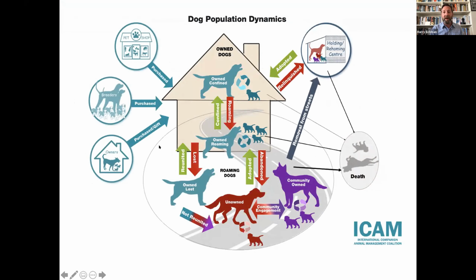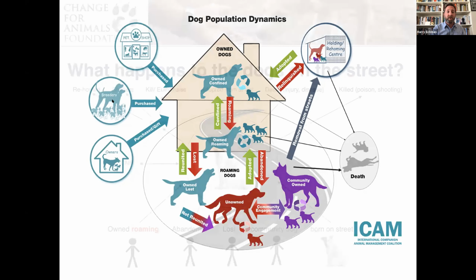This is another diagram. There's a lot of stuff going on here, so I'm going to try and very briefly talk about it. It's from the International Companion Animal Management Coalition that has a guidance on dog population management, and they redid the version of it last year. So what we have here is the house where the dog comes from. The dog came to the house either from a pet shop.